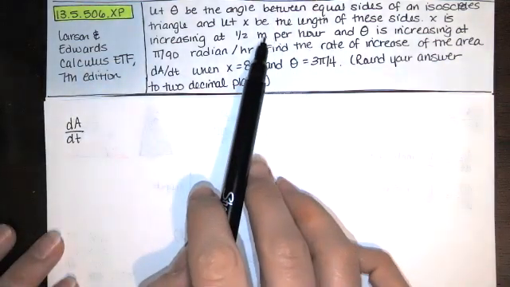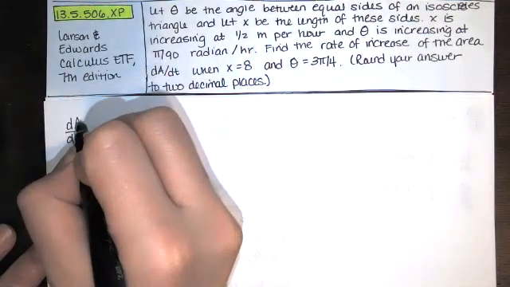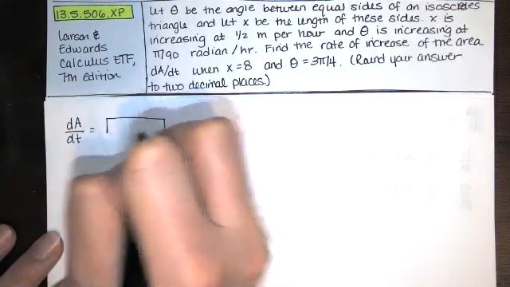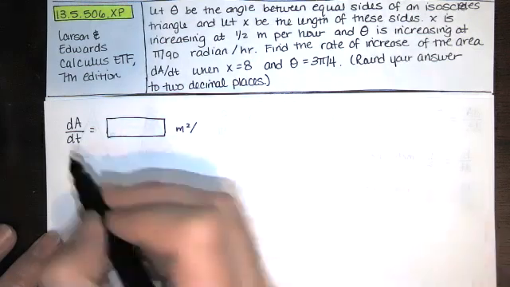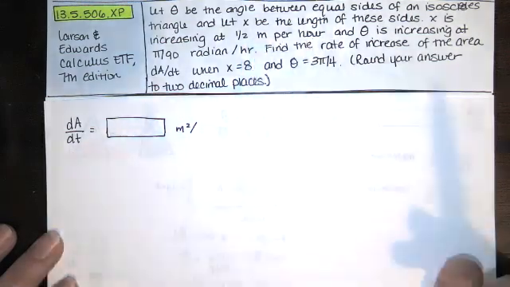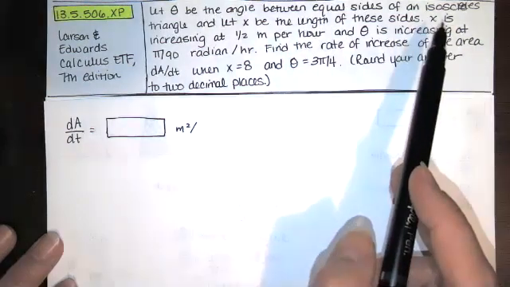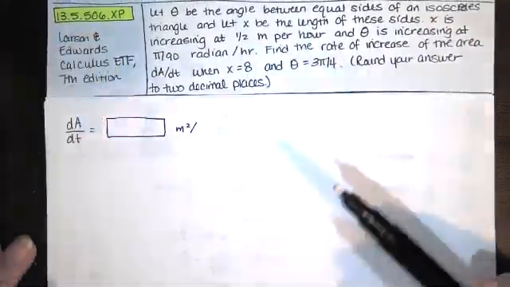So we want dA/dt. Since x is being measured in meters, our area is going to be measured in meters squared. So this is going to be some number of meters squared per unit time. And if I'm trying to figure out what the units are for time, I can just look at the rates of change that they gave me. They told me that x was increasing at a rate of 1/2 of a meter per hour.